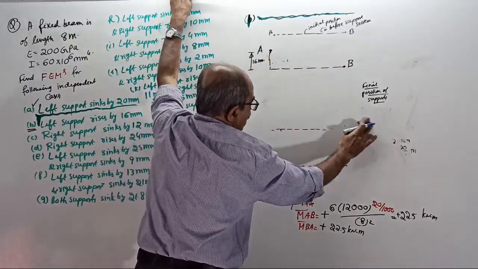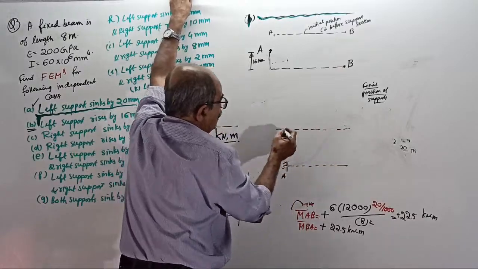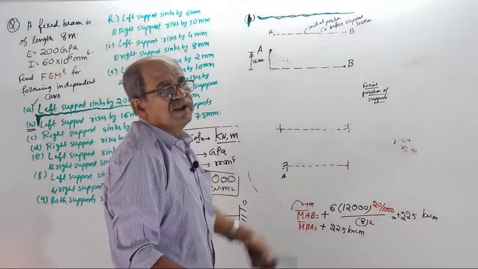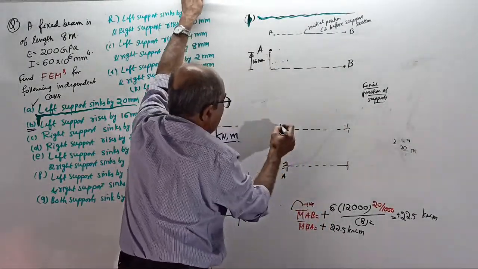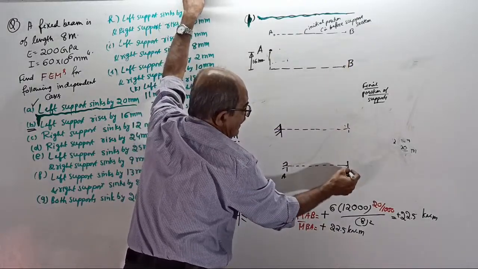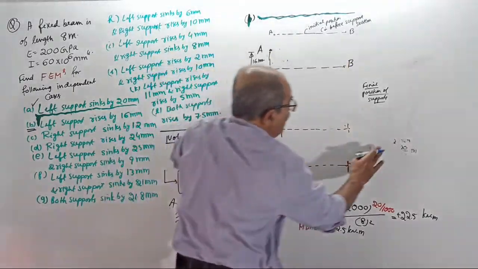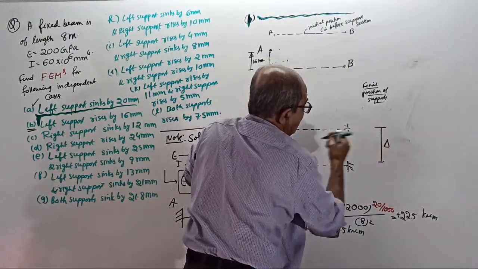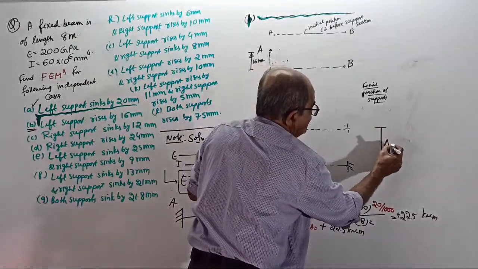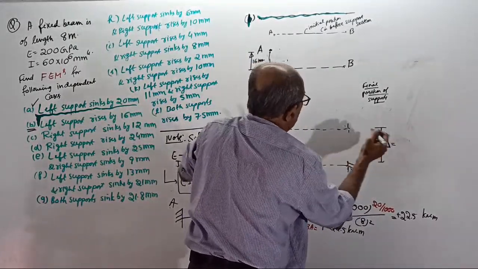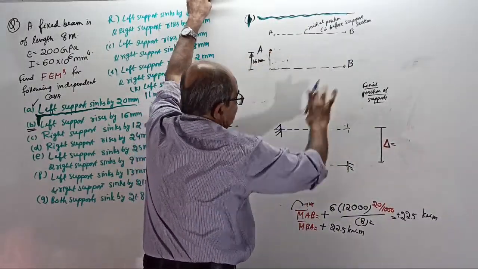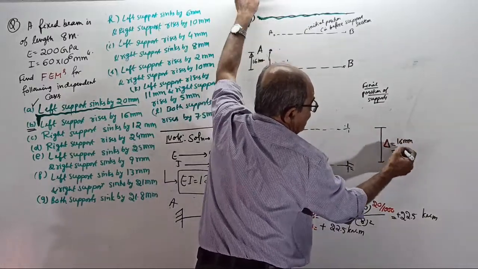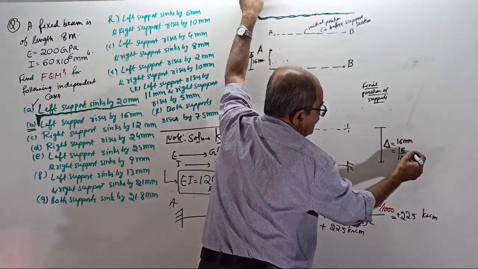If I draw two parallel lines, A I should write upper side. See, if A is here, then B is here. Now somewhere here, project. This is your delta. Delta is that important term. Delta equal to, see here, this is 16, this is 0. So 16 millimeter or 16 by 1000 meter.